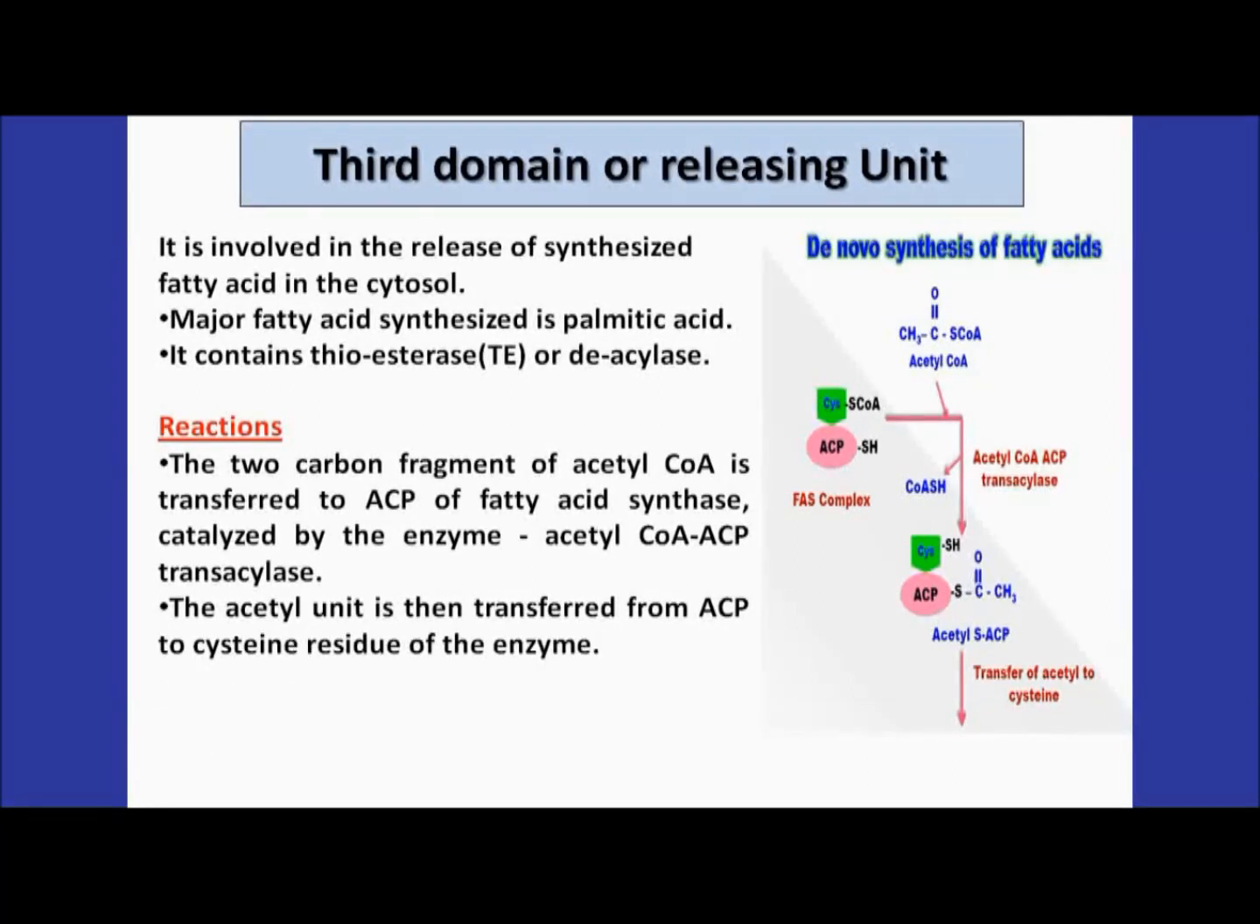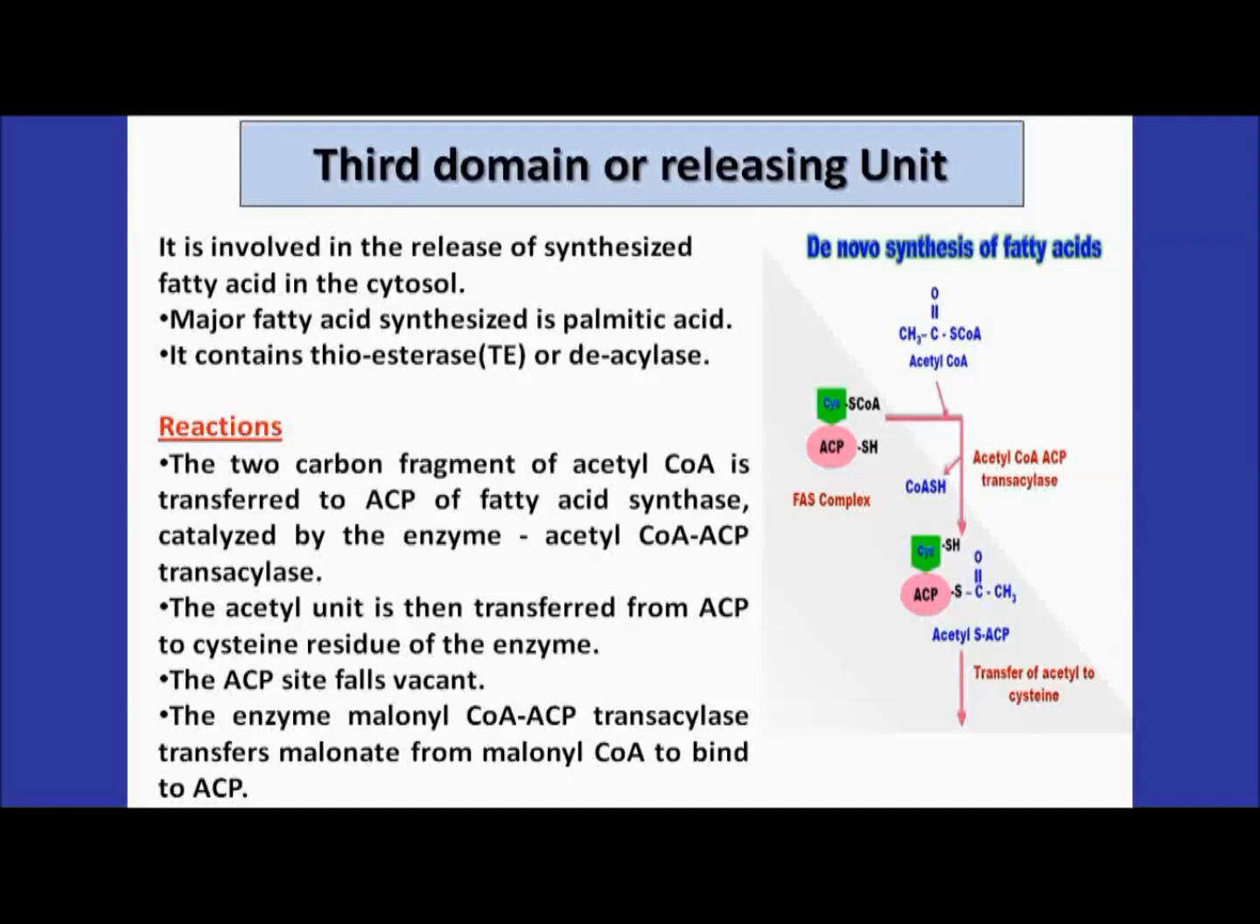Now this acetyl unit is then transferred from the ACP to the cysteine residue of the enzyme. The cysteine residue is the SH, it is shown here, it is the SH, right? So it is bound to the cysteine, and it will now be transferred. The ACP site falls vacant afterwards, and the enzyme malonyl coenzyme A ACP transacylase is now going to transfer the malonate from the malonyl coenzyme A to bind to the ACP.